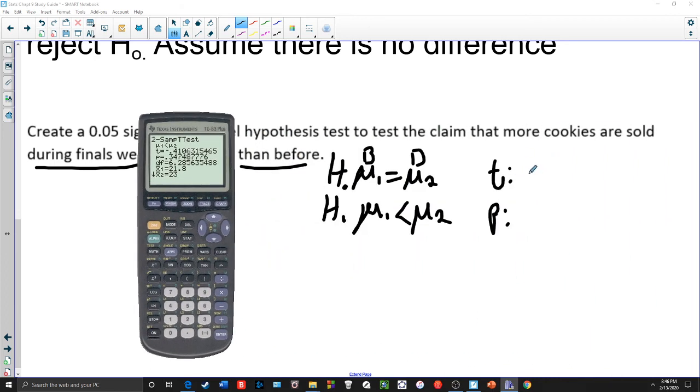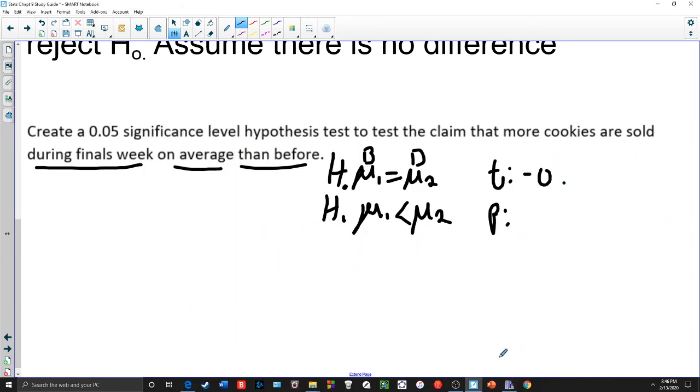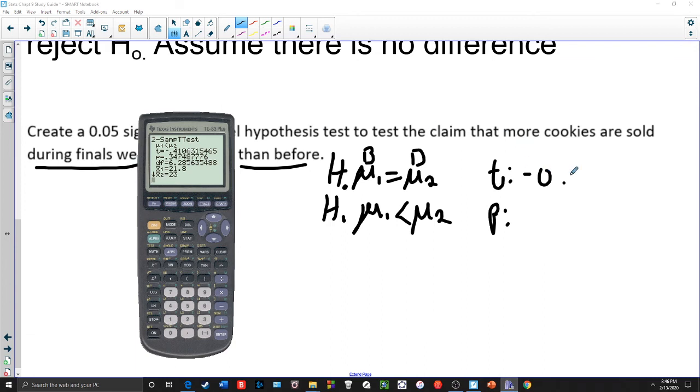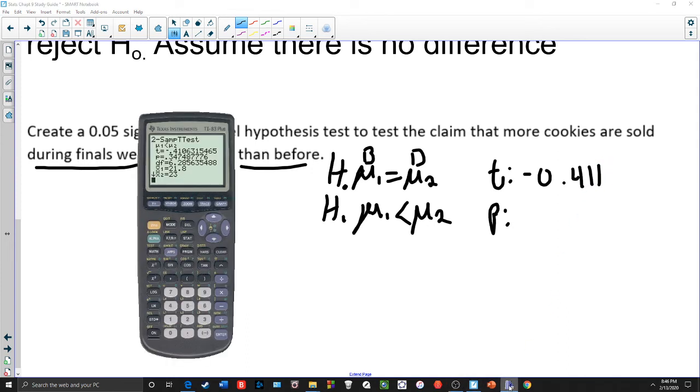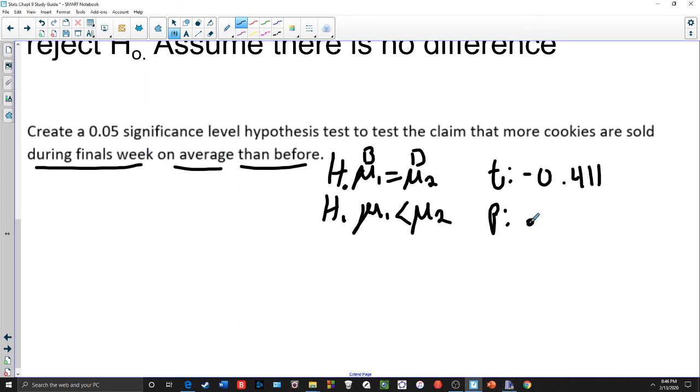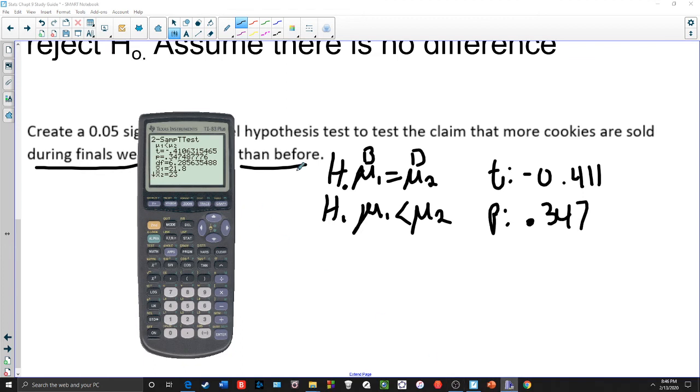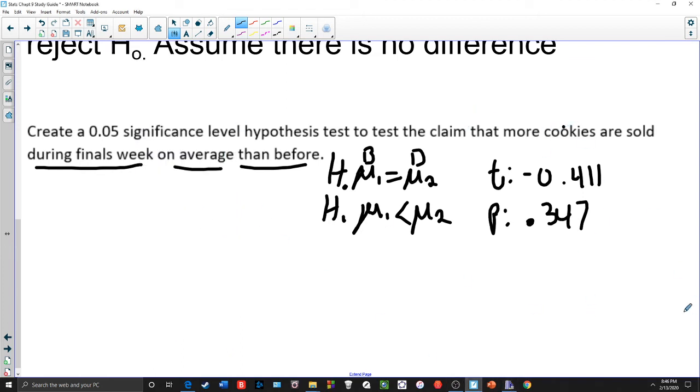And we get a t-score of negative 0.411, because that 6 is going to round that 0 up to 1. So 0.411. And a p-value of 0.347. Right, I thought it was 7.4 there for a second. So our p-value, 0.347, is definitely greater than 0.05. So as we said before, we are indeed going to fail to reject.